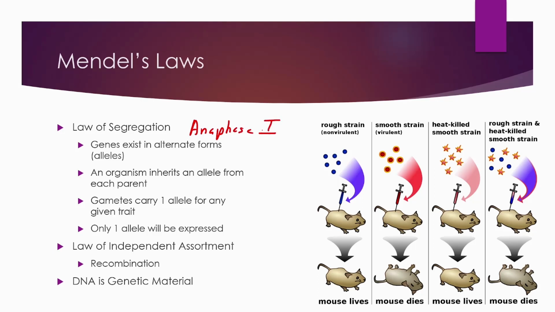Moving on, let's talk about Mendel's second law, the law of independent assortment. This one basically discusses the concept of recombination, where small segments of genetic material are swapped between chromatids and homologous chromosomes, resulting in novel combinations of alleles that were not present in the original chromosomes.